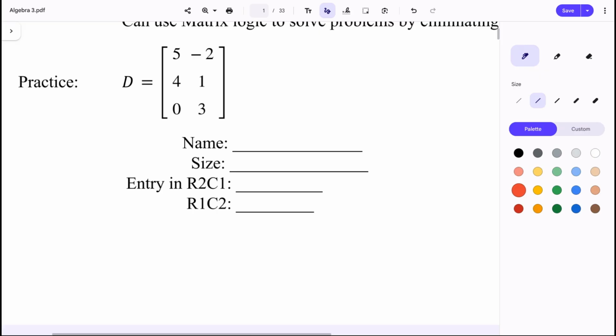All right. How would you guys name this matrix? What would be just the capital letter we would use for the name? D. Size, rows by columns? 3 by 2. Okay. What entry is in row 2, column 1? What'd you say? 4. And row 1, column 2? Good. -2. Good. All right.